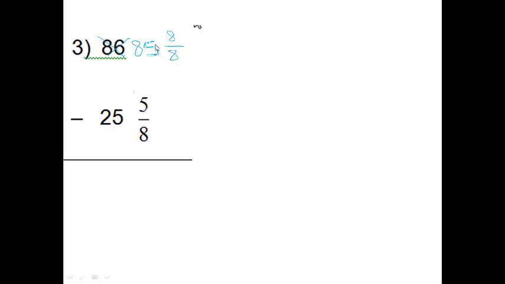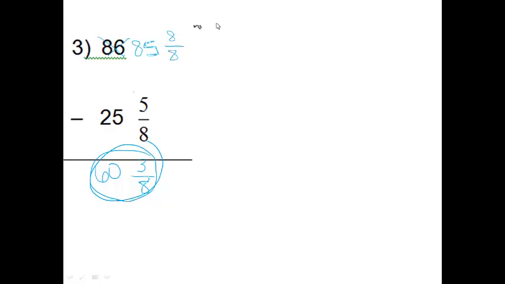So does 85 plus 1 give me 86? Awesome, we just borrowed. Okay, now look how easy this is, okay? So what is 85 minus 25? 8, 7, so we'd have 60. Okay, so what's 8 minus 5 here? 3 eighths. So I subtracted my numerators, kept my denominator, and look how easy that was. 60 and 3 eighths, okay?